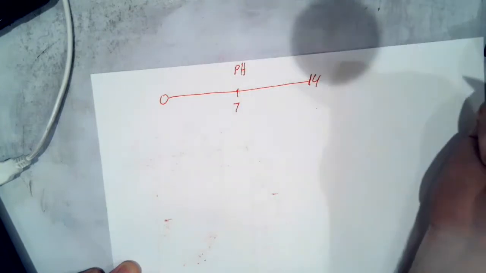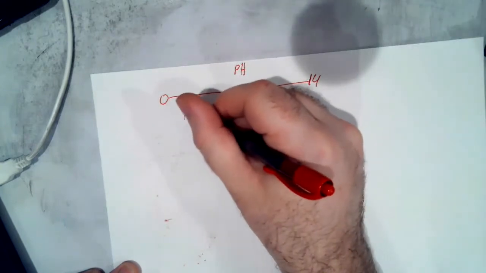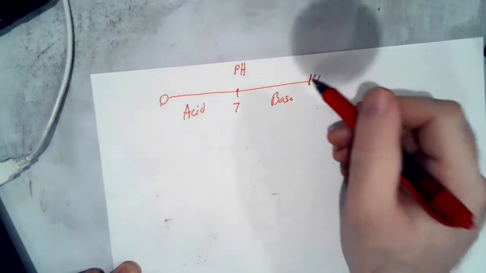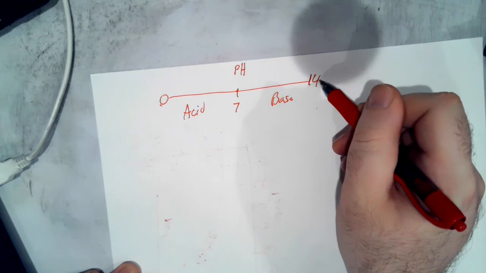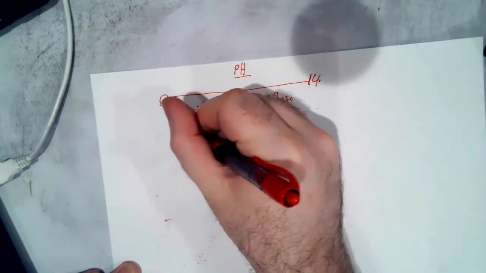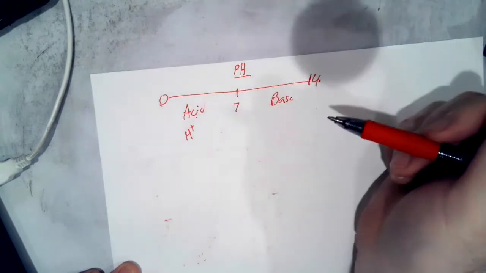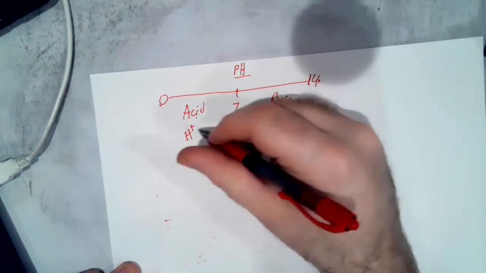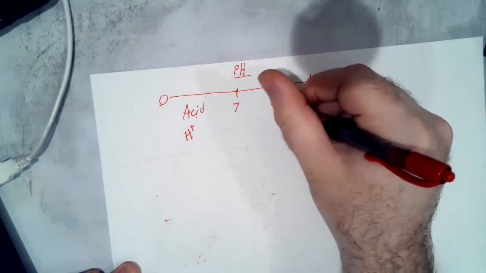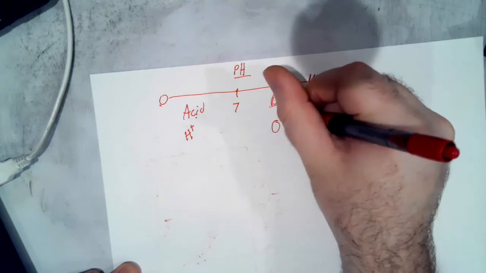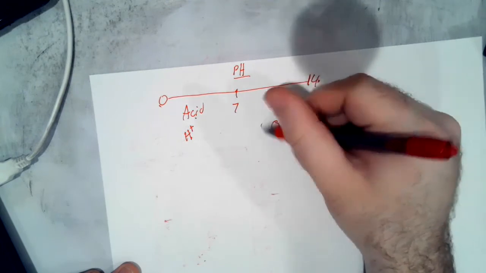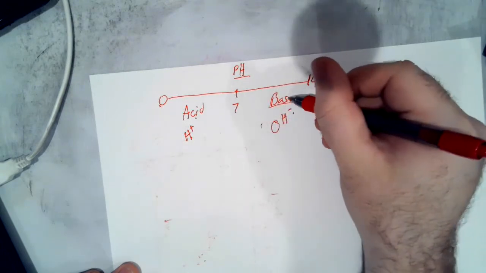So pH goes from 0 to 14. 0 is really acidic. 14 is very basic. The more hydrogen you have, the more acidic you are. The less hydrogen you have, the more basic you are. Bases, instead of having hydrogen, have hydroxide. That's what they have instead. So the more hydroxide you have, the more basic you are.